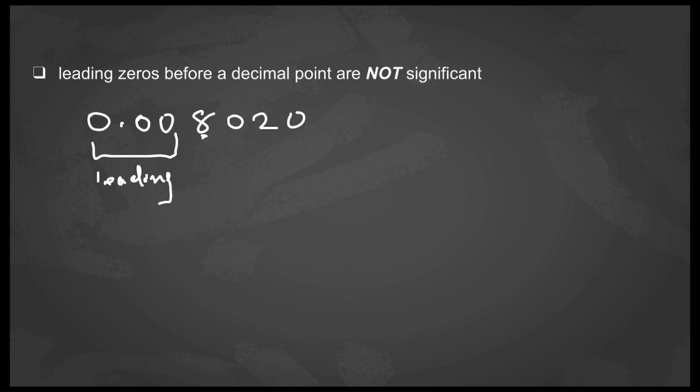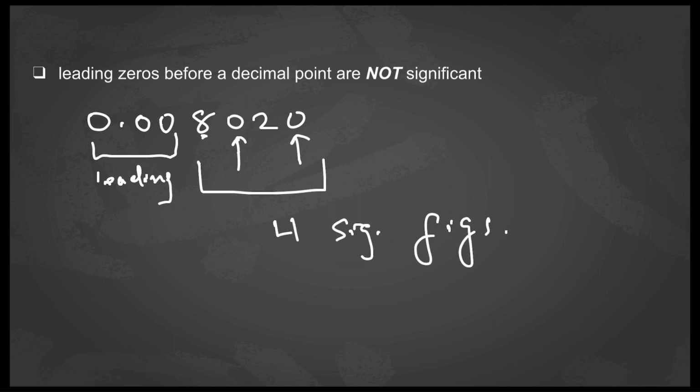However, we do have a zero here, which we learned in the previous rule is considered a captive zero. And then we also have another zero over here, right? And this zero is what we consider trailing. Therefore, in this number, we have a total of four significant figures.